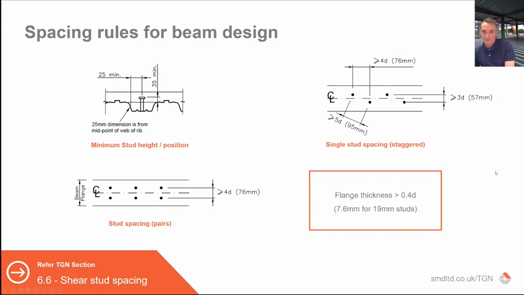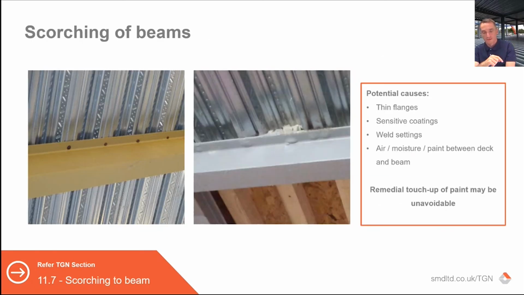The flange thickness stipulated in the code must be 0.4 times the diameter of the stud, which is 7.6mm for the typical 19mm diameter shear stud. That limit is there to ensure you can achieve an effective weld. However, with very thin flanges around 7.6mm, when used with coatings, intumescent coatings, paint coatings, because they're so thin and the stud welding process involves heat, you can get issues with damage to the underside of the coating.